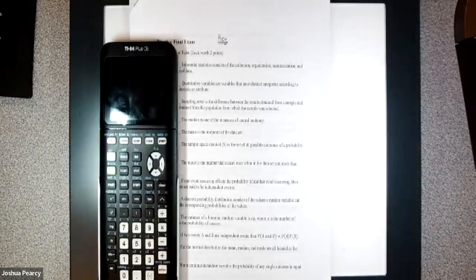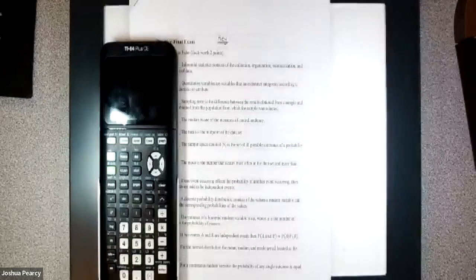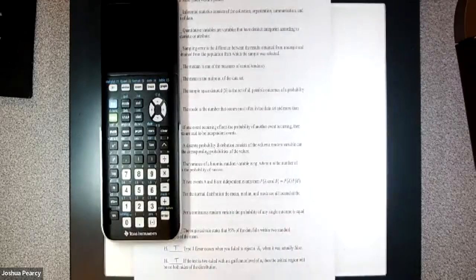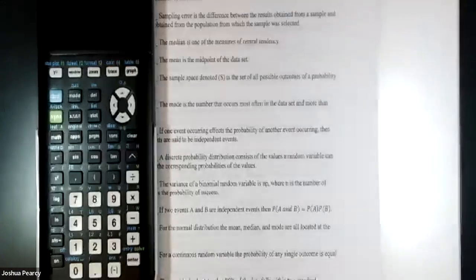Let's see if I can hide the answers. Ta-da. Oh my, what in the world did that do? No, it zoomed in too much, that's why. It's the practice exam key, not the exam key.